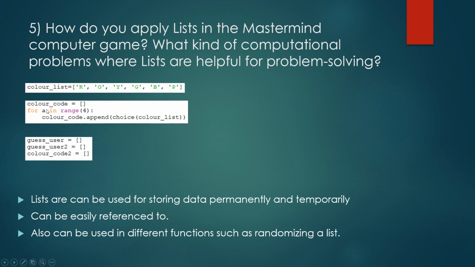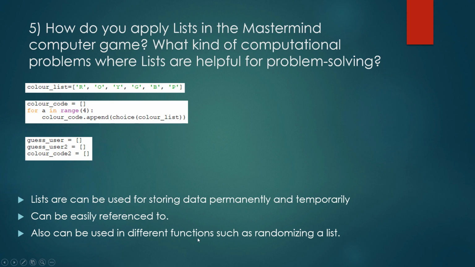The list for color code is the random mechanism of using choice on the color list. And this is for the user input, and the storing for the guessing of exact and close. So my answer would be the list can be used for storing data permanently and temporarily. Permanently as in this, typing out. Temporarily, meaning this one can be changed all the time due to the choice, and it can be easily referenced.